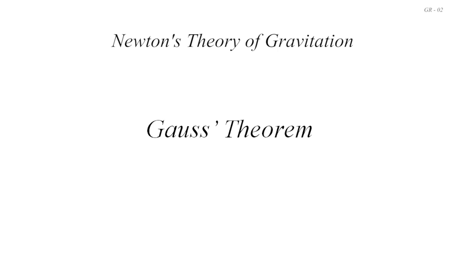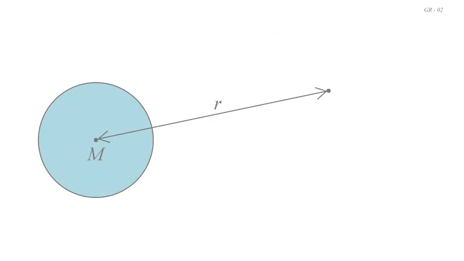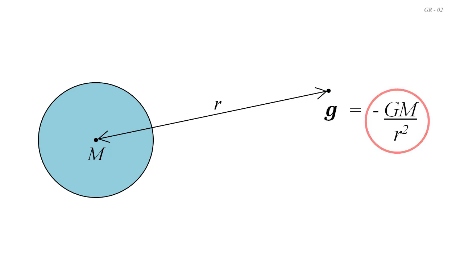So here goes. We've shown that the acceleration due to gravity, little g, at some distance little r from the centre of mass capital M of an isolated object such as the Earth is given by minus GM over r squared, where capital G is the universal gravitational constant. Although this is not strictly a vector equation, the negative sign is there simply to remind us that the acceleration is in the opposite direction to the radius vector r. Gravity is an attractive force.